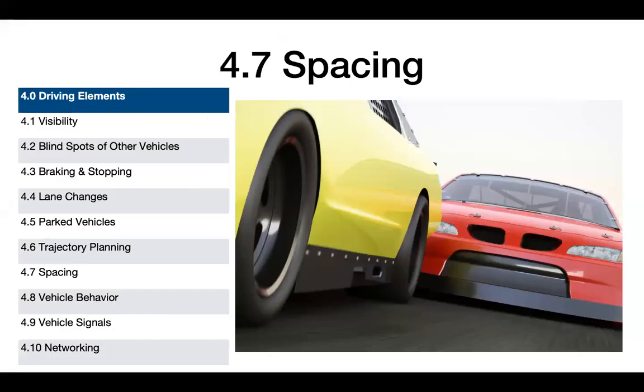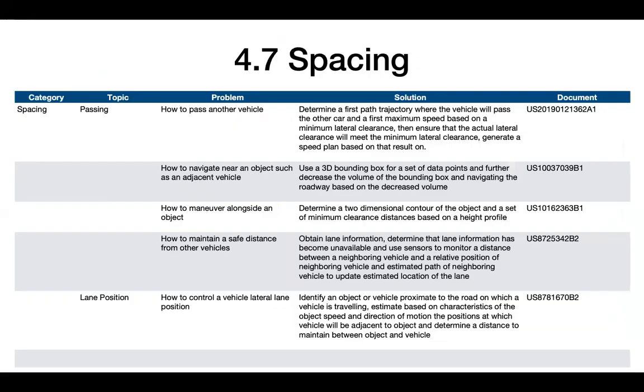All right, spacing. How close or how far do I need to stay from another vehicle, depending on the situation. So in passing, these patents are not so much about passing the other vehicle as maintaining your spacing during that passing activity. How do I pass another vehicle? Determine a first path trajectory where I will pass the other car, first maximum speed based on a minimum lateral clearance, and ensure that that lateral clearance will meet a minimum and put together my speed plan based on that result. How do I navigate near an object?